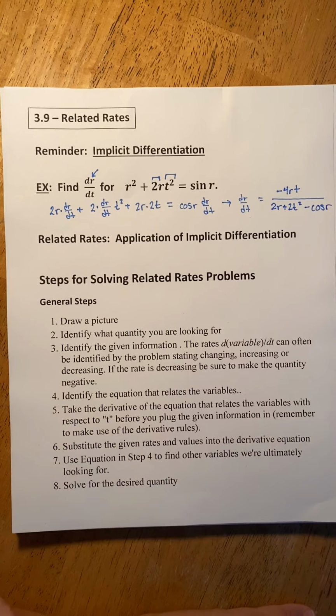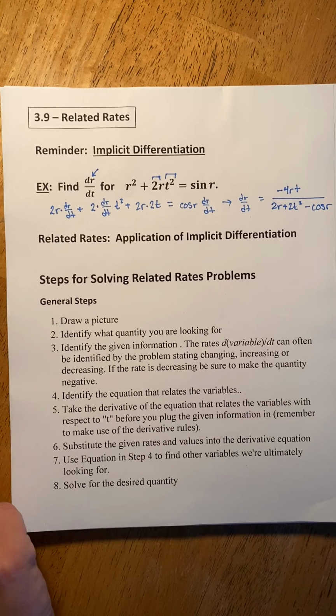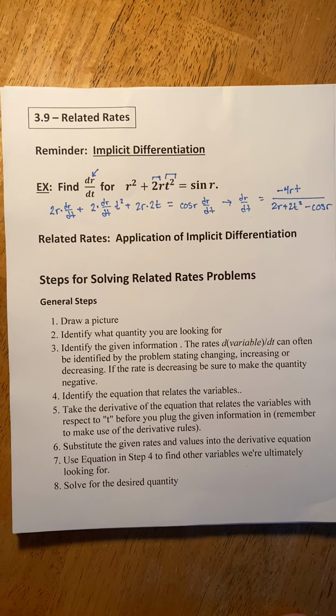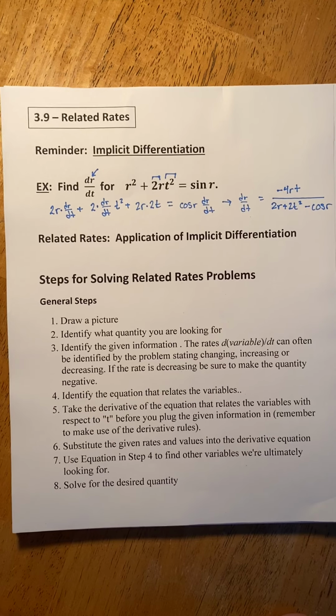So today we're going to talk about related rates, and related rates are applications or word problems that involve implicit differentiation. So here's your guidelines right here. If possible, draw a picture. Always identify the quantity you're looking for. Keep in mind what information you have. And then we're going to have d variable dt.